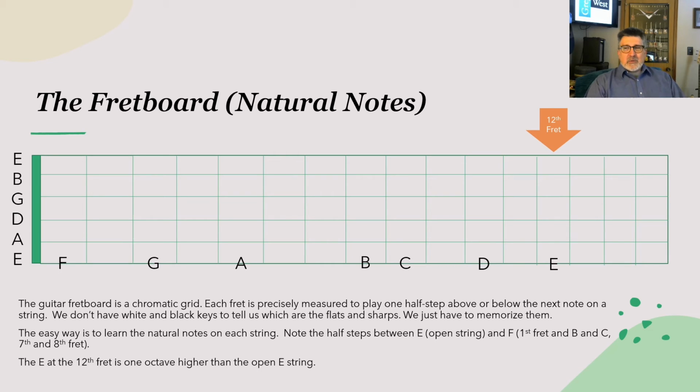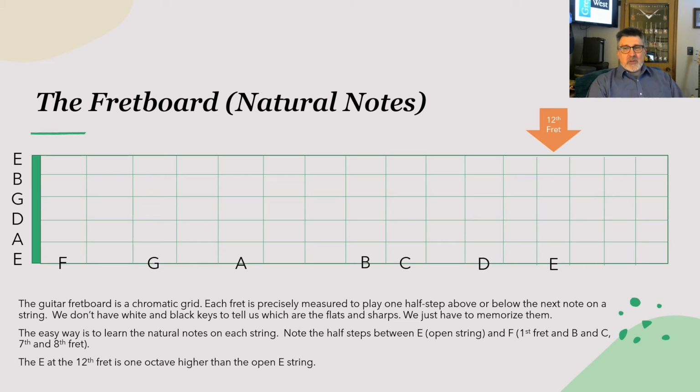So as we go across one string, we're just going up in half step increments all the way up to the top as far as you can reach on the guitar. We don't have white keys and black keys to tell us which are which, or the flats or sharps or the natural notes. We just have to memorize them. And it's not hard to do because the guitar is kind of visual. It's just a little more tricky than the piano is. The easiest way to learn the natural notes is just go string by string.